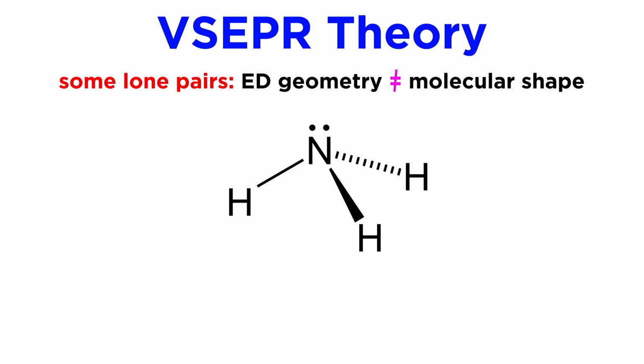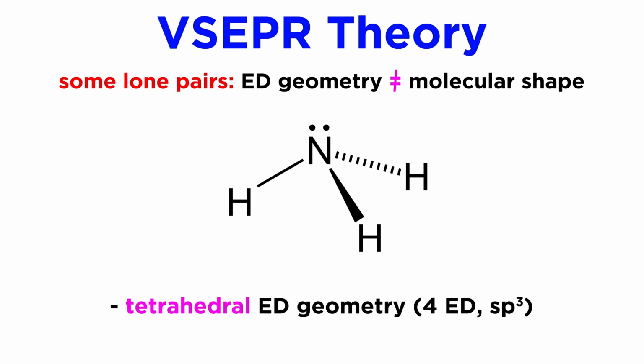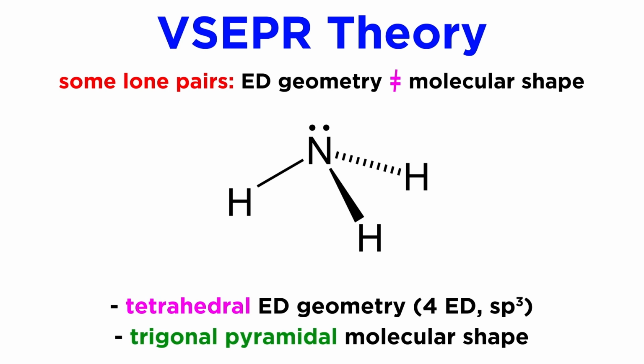Look at ammonia, for example. Nitrogen has 3 bonds to hydrogen atoms and 1 lone pair. That's 4 electron domains, so ammonia is sp3 hybridized and therefore has tetrahedral electron pair geometry. But the lone pair is not included in the molecular shape. We give this molecule a different name when it comes to the molecular shape. We will call it trigonal pyramidal.